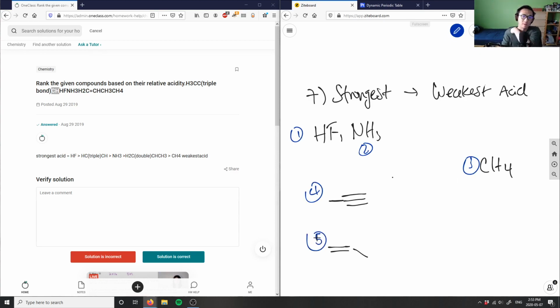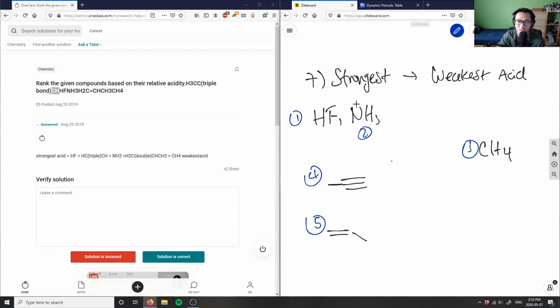It's asking us which is the strongest acid. So obviously the strongest acid is HF, right? Ionic compound, hydrofluoric acid here, very, very strong acid. So I'm going to say that this here is my strongest acid. I'll put this as number 1. Next, I'm looking at what is my next strongest acid. So I have an alkyne, and then an alkene, and then NH3, and then CH4.